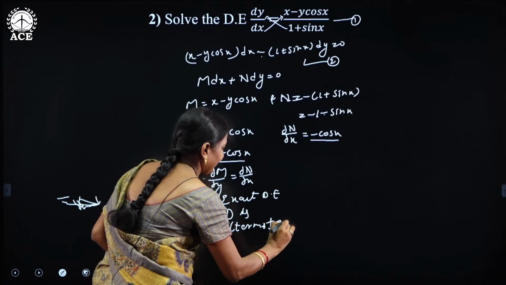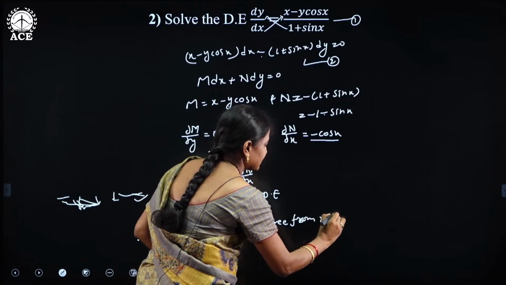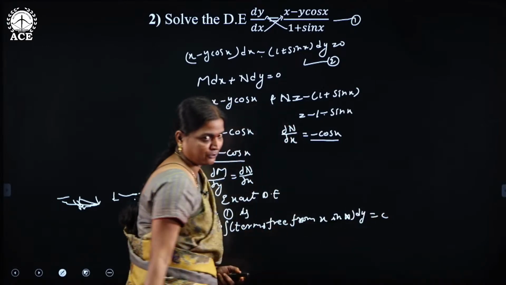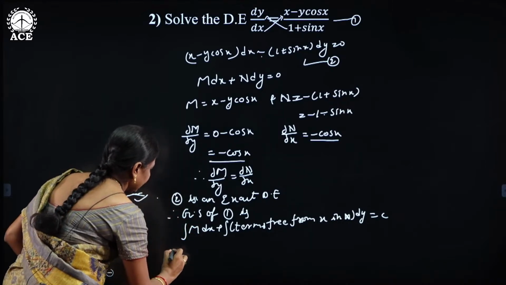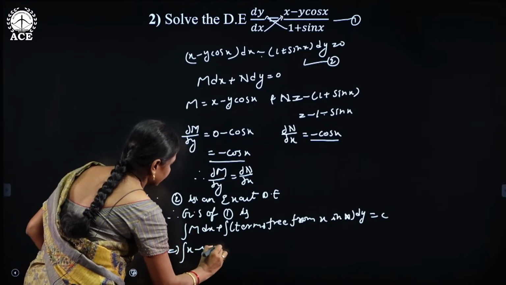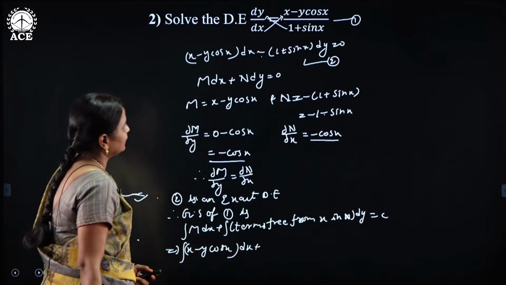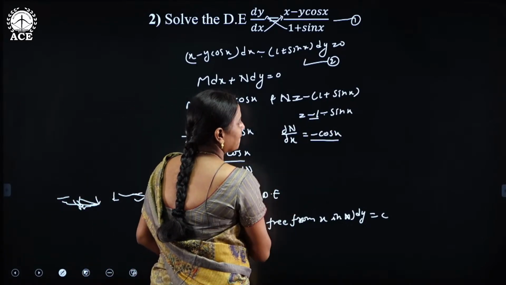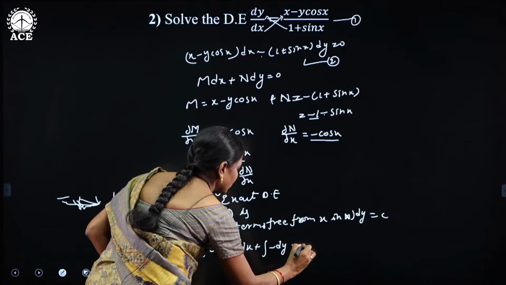Terms free from x in N into dy is equal to c. Don't write 0 here, that is a blunder mistake. So now if we apply the M value, what is the given M? M is equal to x minus y cos x into dx plus, and in the second term, in N, the term free from x is only minus 1, so that is equal to integration of minus dy is equal to c.